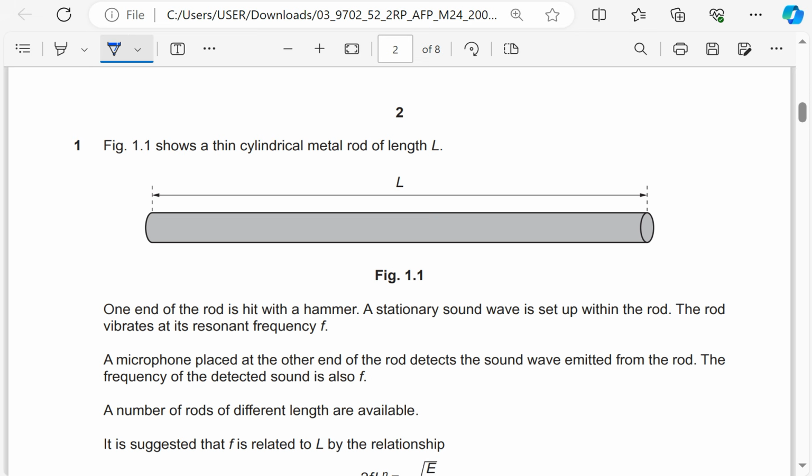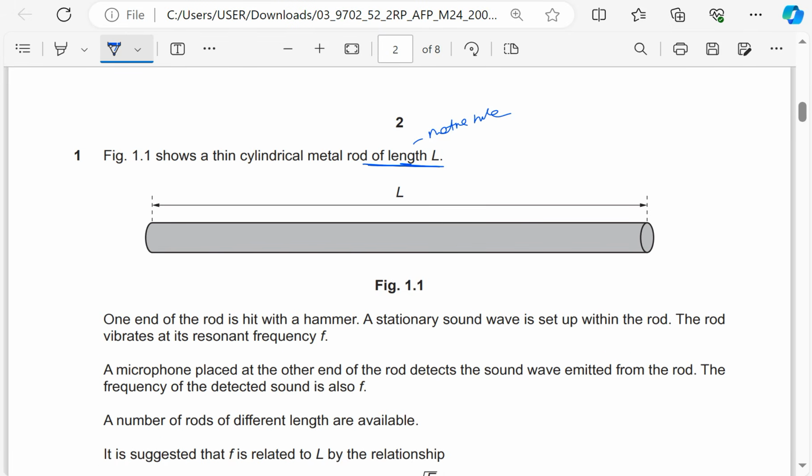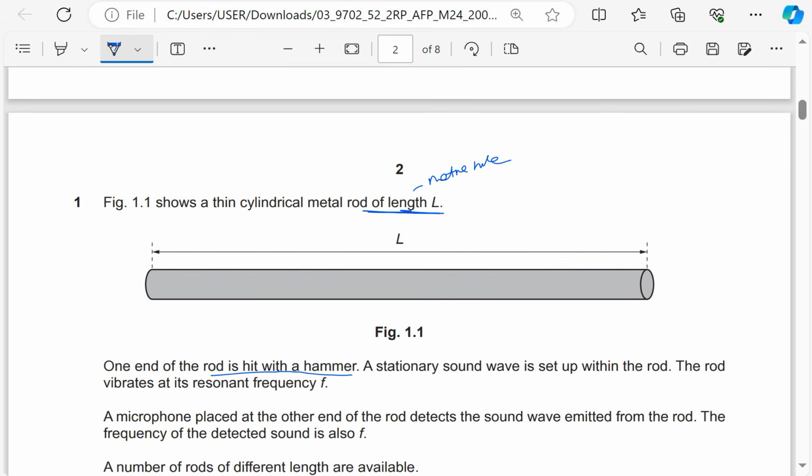The figure shows a thin cylindrical metal rod of length L. When I see length L and I see L is big enough, I know that I'll use a meter ruler. That's one. One end of the rod is hit with a hammer. Let's say it is this end which has been hit. I may just sketch something like a hammer here. One end is hit with a hammer.